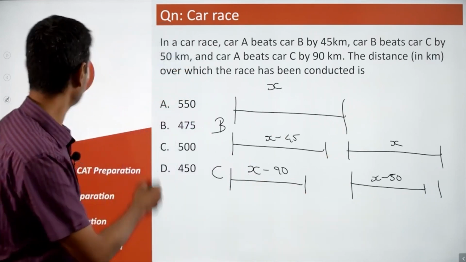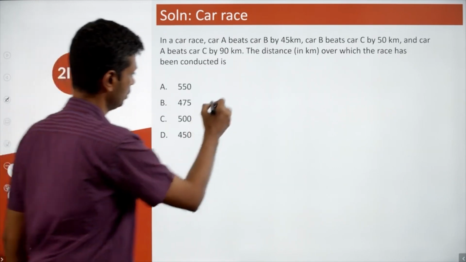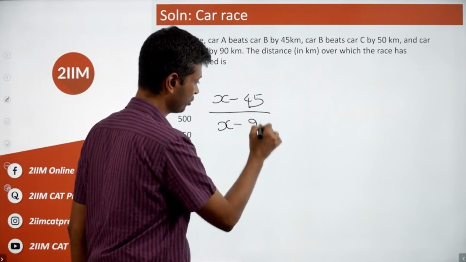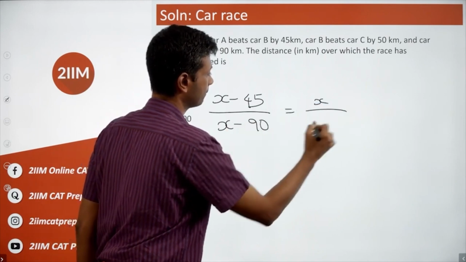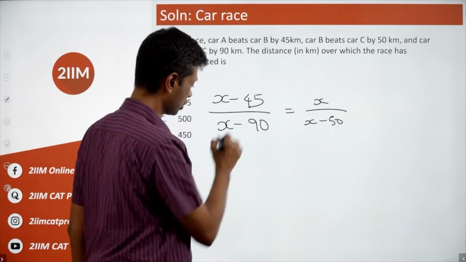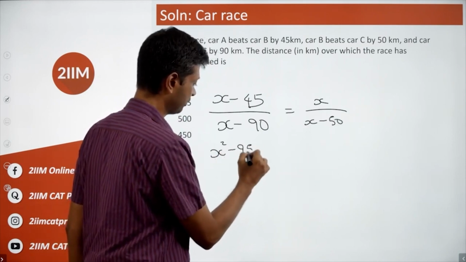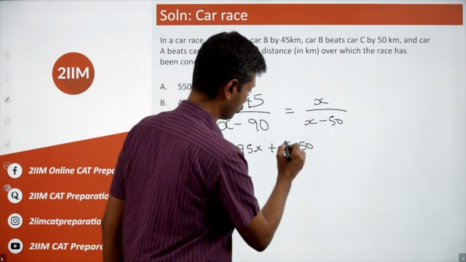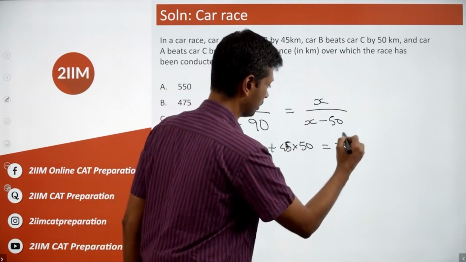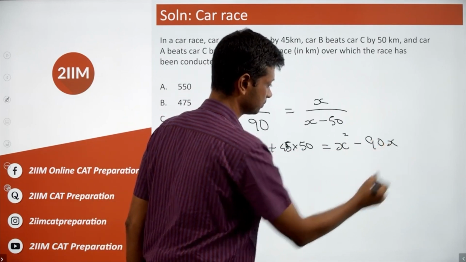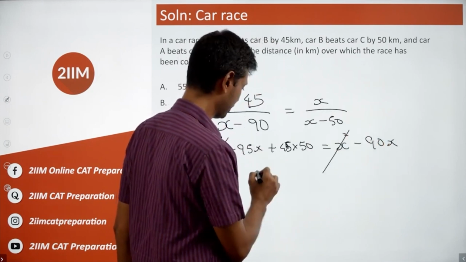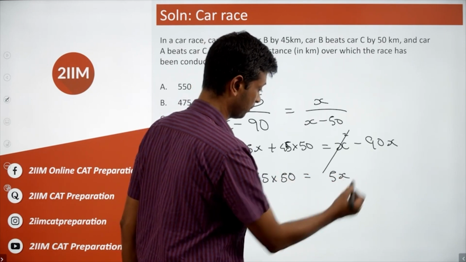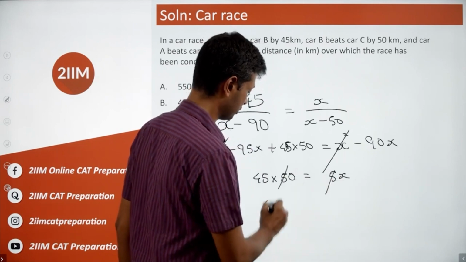Right? So I'm going to do that. X minus 45 by x minus 90 is equal to x by x minus 50. Cross multiply, we'll have x square minus 95x plus 45 into 50. I don't want to multiply this. This is 45 is equal to x square minus 90x. This goes off. Take this 95 that side. 45 into 50 is 95x minus 90x, which is 5x, or x is 450 kilometers.